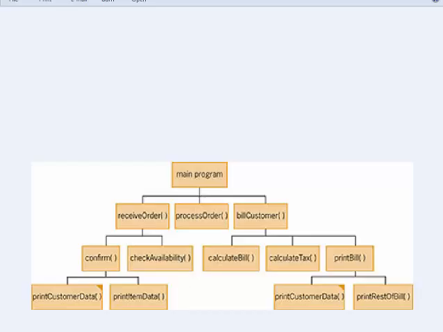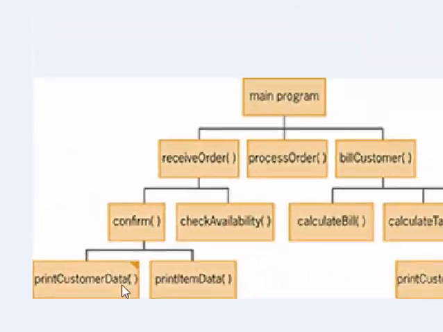Can you find which module is used twice in this hierarchy chart? Yes, you can see print customer data module is used twice. And when they are used twice, you blacken the corner of each box to indicate that that module is used twice within the entire program.